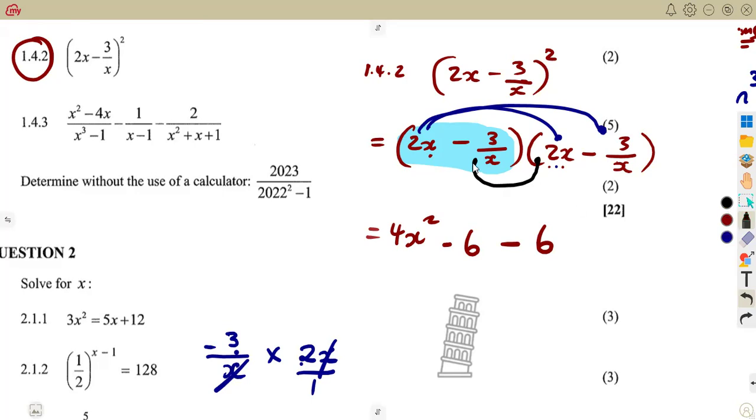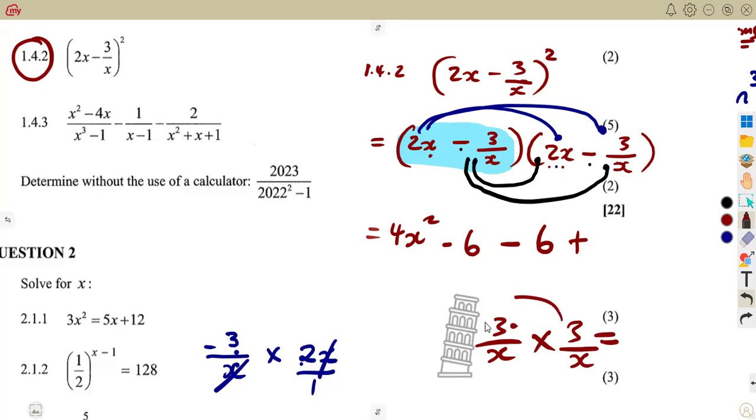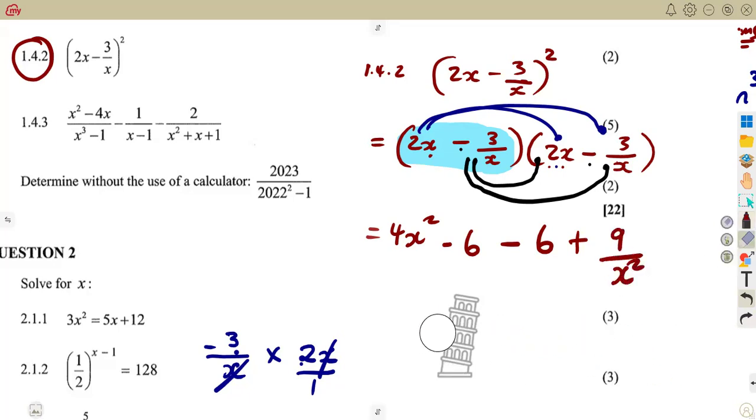Then you move on to the last part, the minus 3 over x times the minus 3 over x. So it's negative times negative. That's a positive. Then we multiply 3 over x times 3 over x, guys. Remember, numerator times numerator: 3 times 3, which is 9, over x times x, which is x squared. So it will be 9 over x squared, just like that.